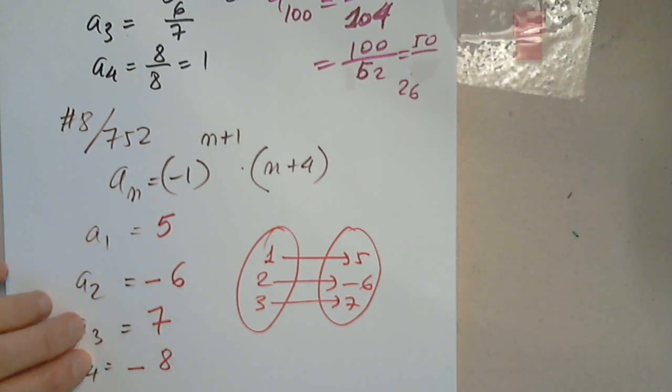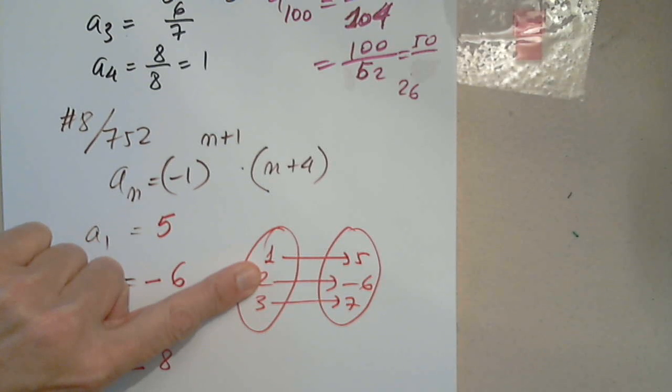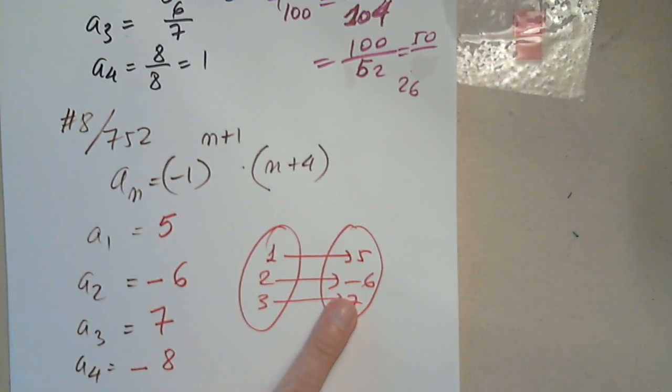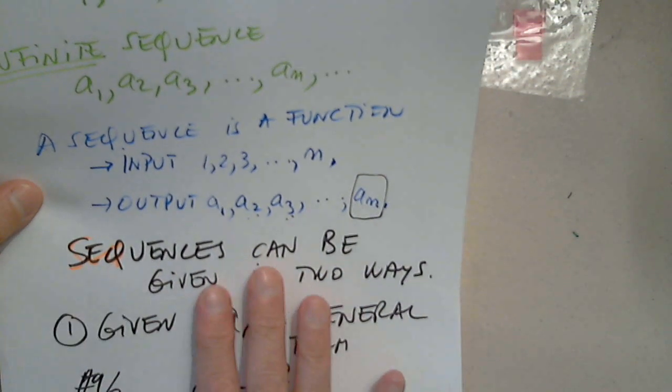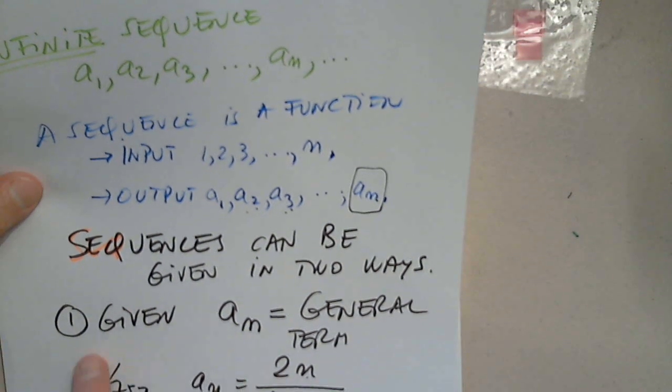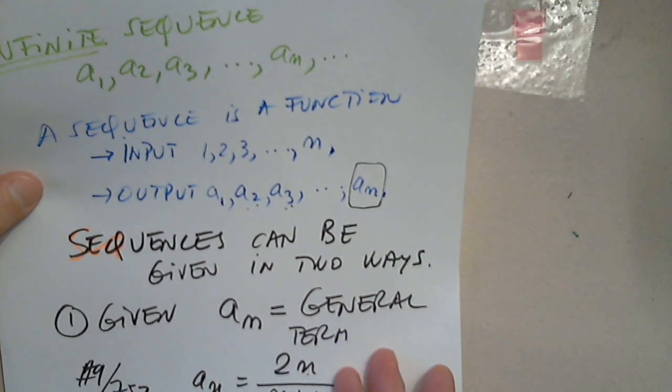1 being the index, 2, 3, the index, and each entry or each output is an element of the sequence. These are the elements of the sequence, and this is the input, the index. Okay, now this was the first method, right? The sequences can be given to us in 2 ways. Here's one. I'm given the general term. I can determine anything you want.